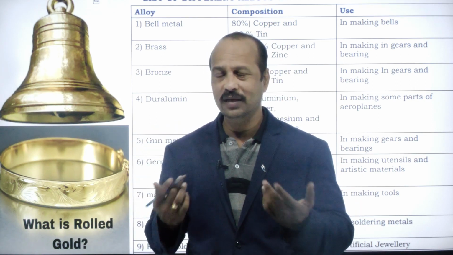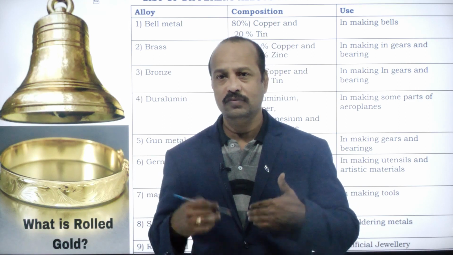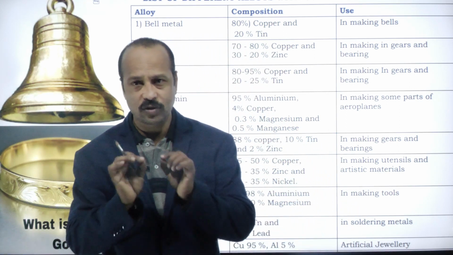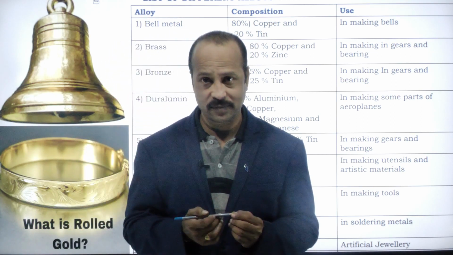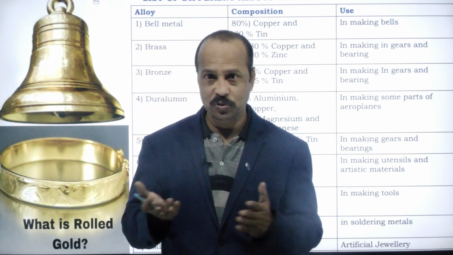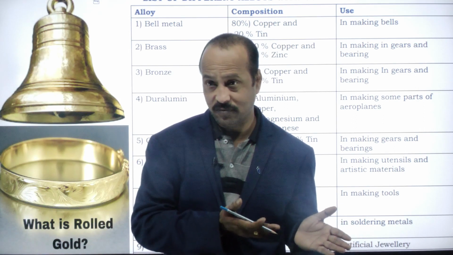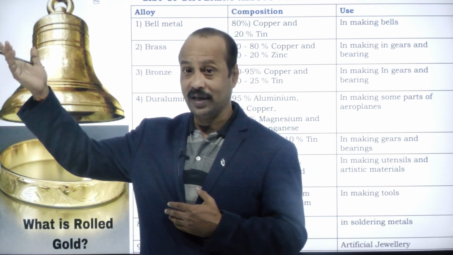I don't think that's enough. So 30 to 40 grams is also required to make one nice chain. 30 to 40 means 3 to 4 tulas. And 4 tulas means, each tula is 50 to 60,000, so it crosses 2 lakhs.